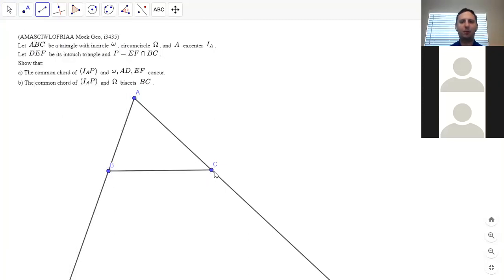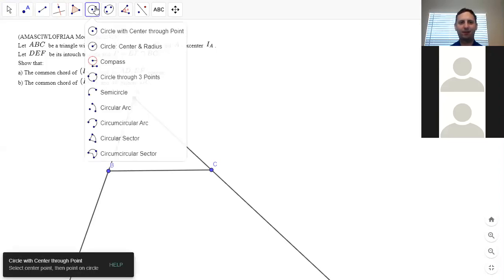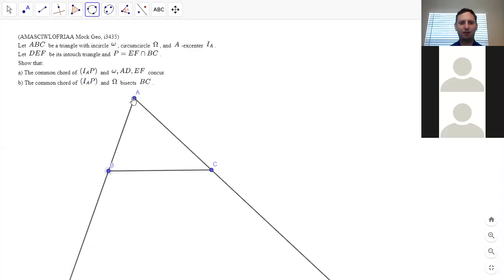There was a problem with the Feurbach point too. Did you solve that one? I tried it, but I couldn't. All right. I didn't read the solution because it was too long. So we could always do that if we run out of time too. All right, so I'm going to draw the encircle.